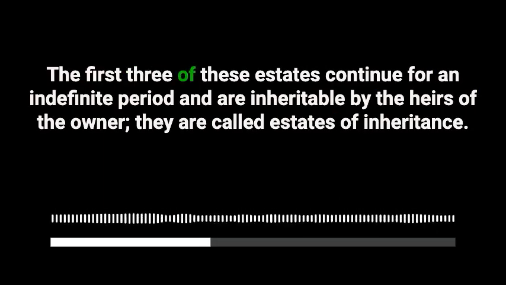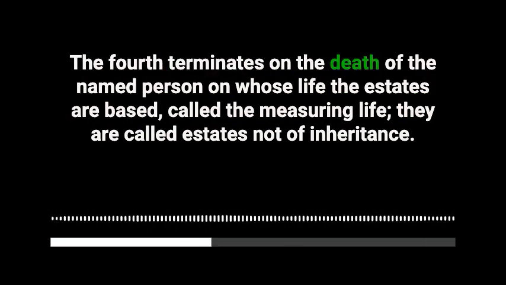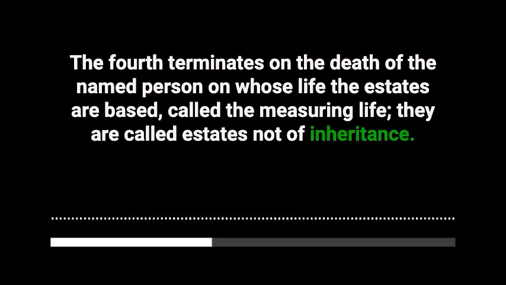The first three of these estates continue for an indefinite period and are inheritable by the heirs of the owner. They are called estates of inheritance. The fourth terminates on the death of the named person on whose life the estates are based, called the measuring life. They are called estates not of inheritance.